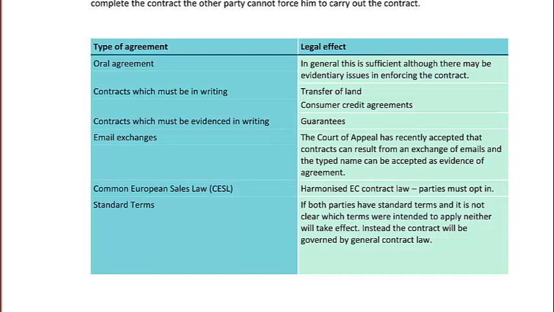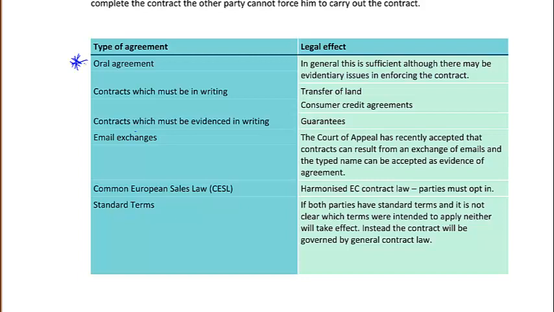Now, first of all, it's important that you note this first point here. Most contracts, in fact, probably 90% of contracts, are just oral agreements. There's no need for them to be written down. There's no need for people to sign a piece of paper. Okay. The only problem with an oral agreement is, as I was just mentioning, evidence. It can be really hard to show what the terms that were agreed were.